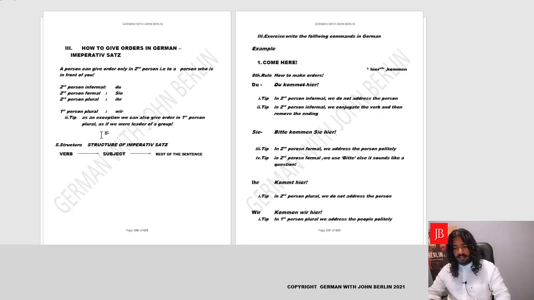So let's get started and let's have a look at the structure of the imperative sentence. Just like we had made the questions earlier, it's the same structure. First comes the verb, then comes the subject, then comes the rest of the sentence, and in the end there is an exclamation mark, which is very important, and it's also called in German Ausrufungszeichen. What is it called? I'll write it for you.